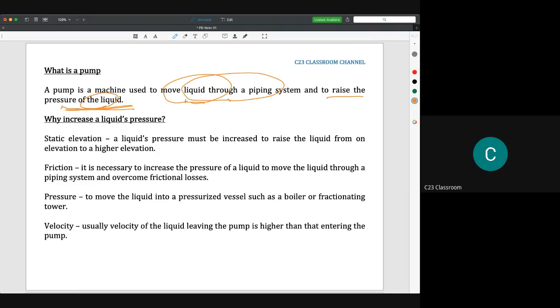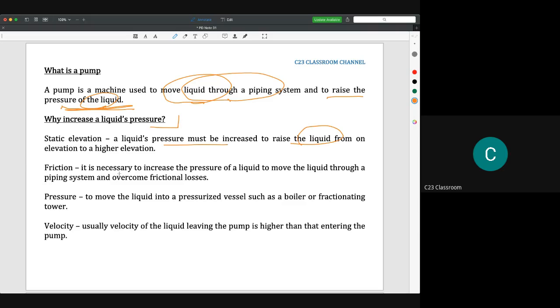Okay. So kemudian yang ini saya rasa awak baca awak pun boleh faham why increase a liquid pressure. So static elevation, a liquid pressure must be increased to raise liquid from one elevation to a higher elevation. So ni saya rasa awak pun faham.